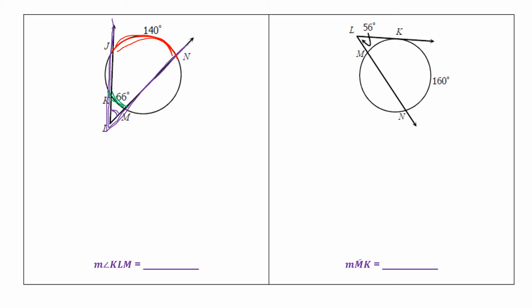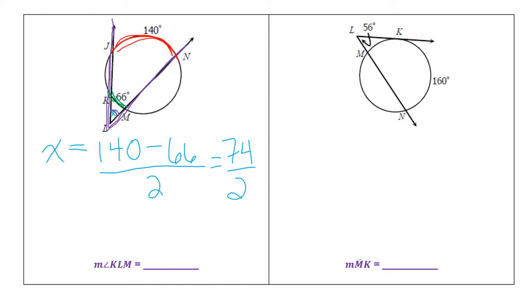I'm going to call the angle X just to make it easier. To find our angle, which I'm calling X, I'm going to take the outside arc, which is JN at 144 degrees. I'm going to subtract the inside arc, KM, which is 66 degrees. And then I'm going to divide by 2. You can do this all at once or piece by piece. The good thing about using a TI-36X Pro or even Desmos is you can hit the fraction button and do it all at one time. 144 minus 66 is 78, and 78 divided by 2 is 39. So the measure of angle KLM is 37 degrees.